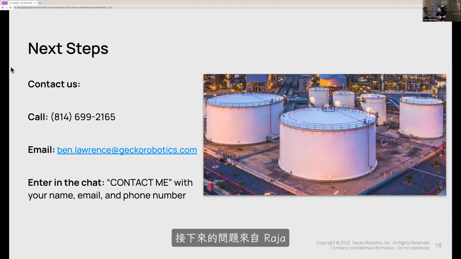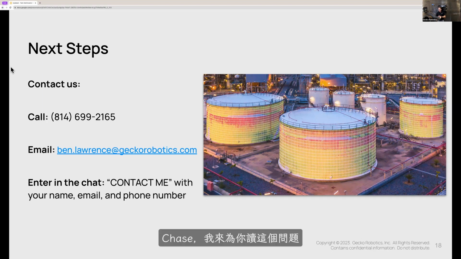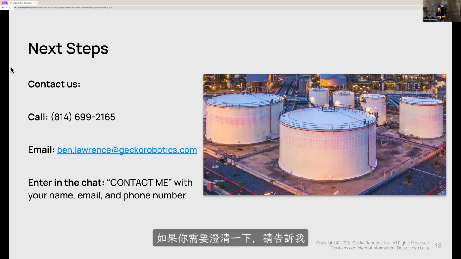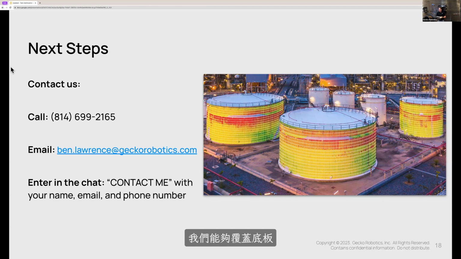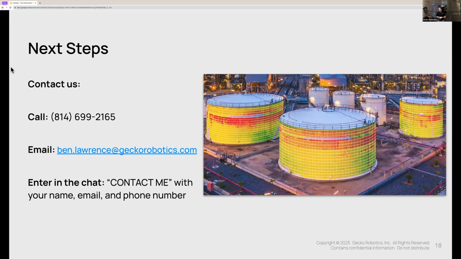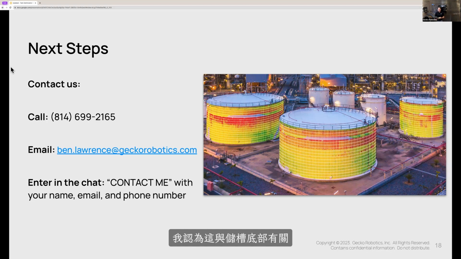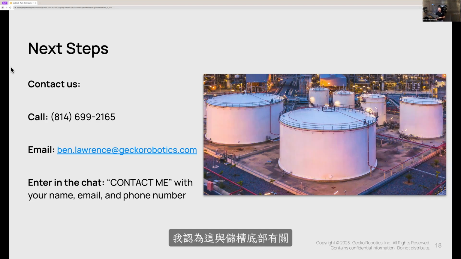All right, next question is from Raja. Chase, I'm going to read this to you and tell me if you need any clarity on it. The question is, can we cover the bottom plate, especially at the annular plate critical zone? So I think this is related to tank floors. Any additional narrative on that?